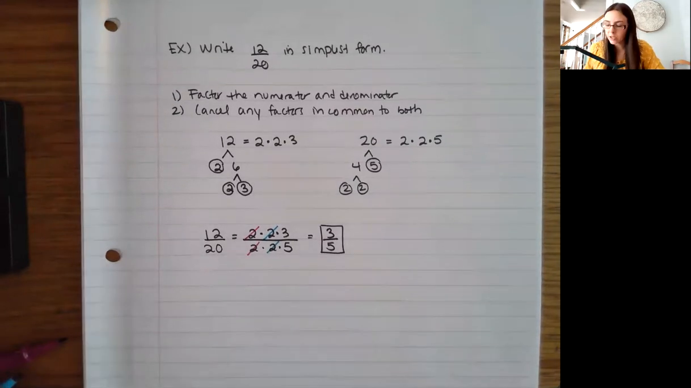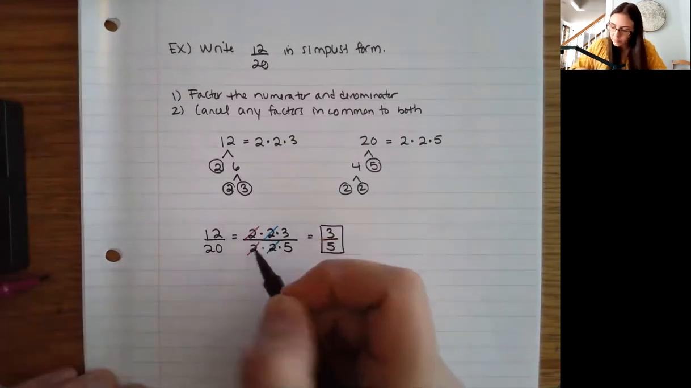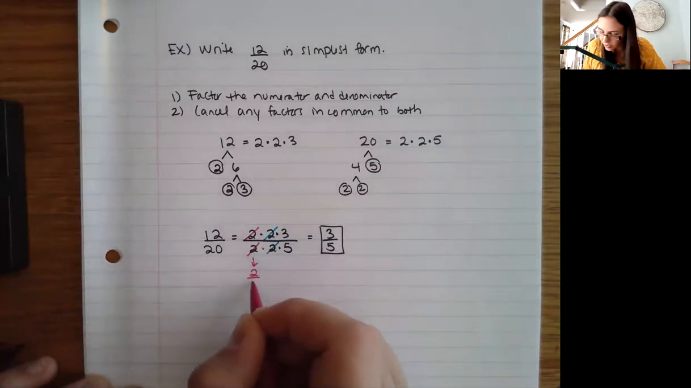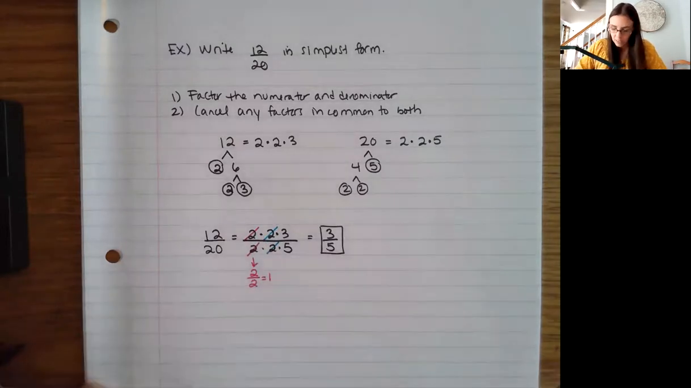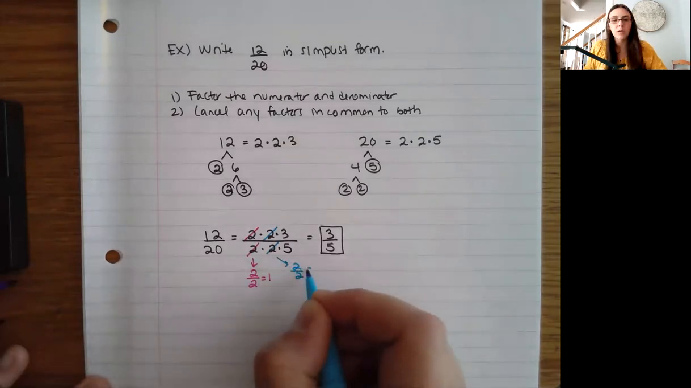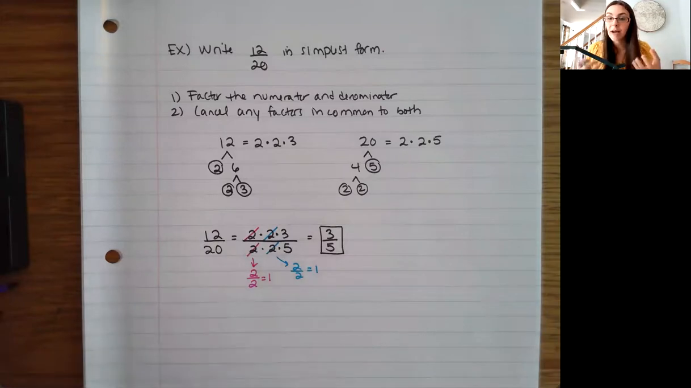Now, why can we actually cancel these out? The reasoning is, if you think about it, I have 2 over 2 here, which is just a factorization of 1. And then even here, I have 2 over 2, which is just 1. So canceling out a factor of 1, dividing by 1, doesn't change anything. It doesn't change the problem. So that's why we can go ahead and cancel. All right.